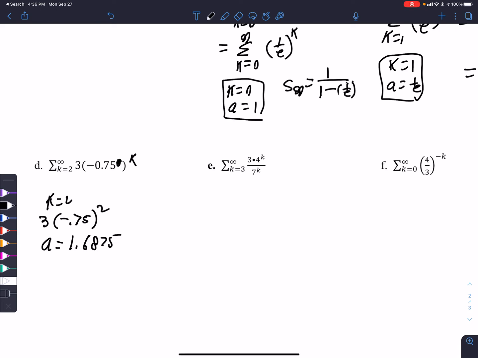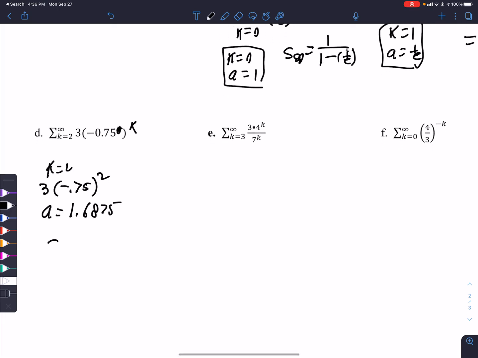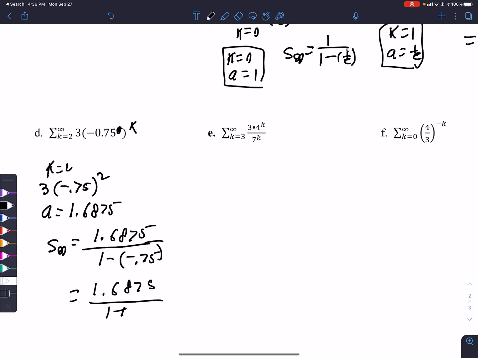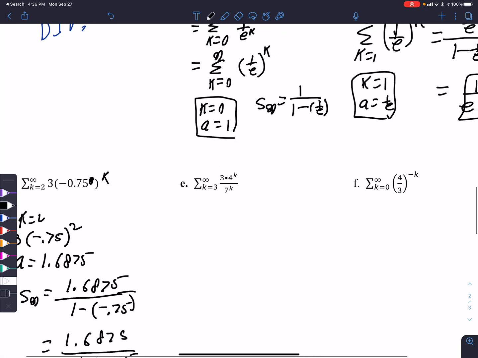I don't like that. That just seems crazy, and it's going to be too much work. So the sum of this infinite series is going to be the first term over 1 minus r, but your r is negative 0.75. So it's actually going to be a plus there. Okay, so that's that one. Hopefully I'm doing these right. We shall see.